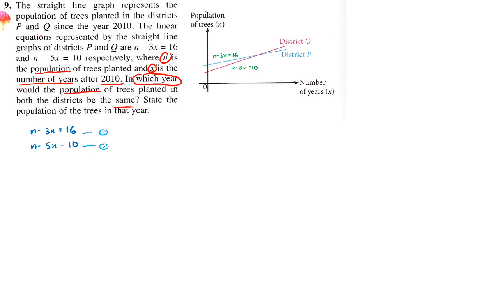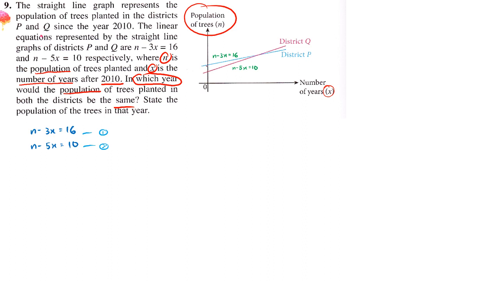This is the population. And we want to find out which year, over here, will the population of the trees be the same in both districts. So in district Q, the population of trees increases.